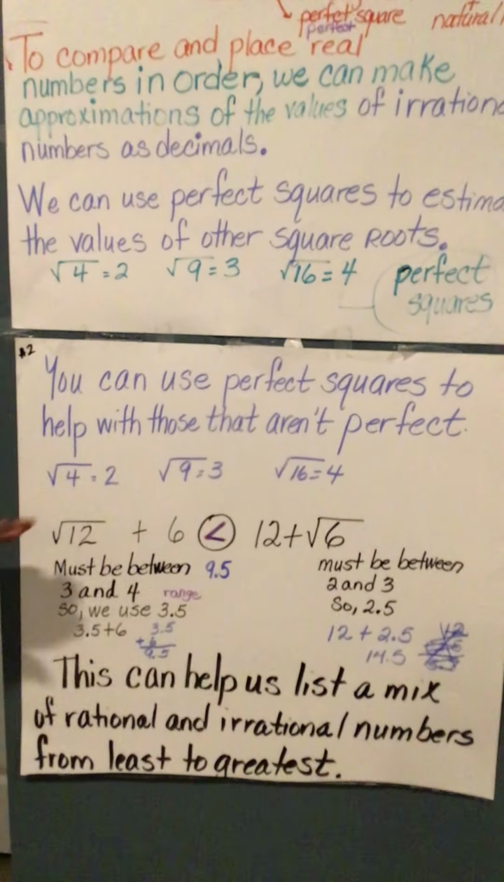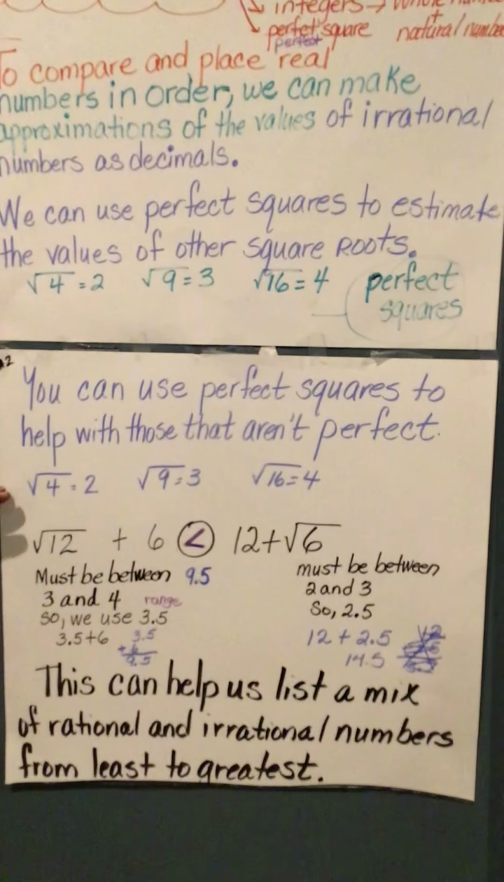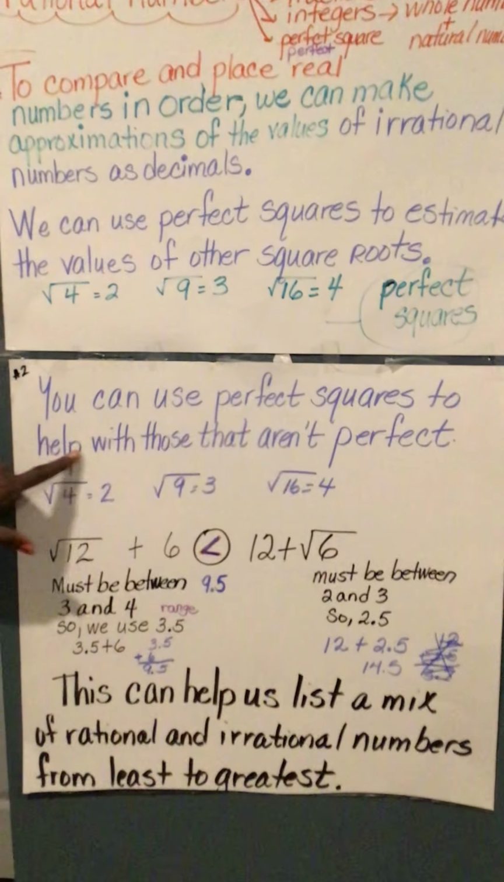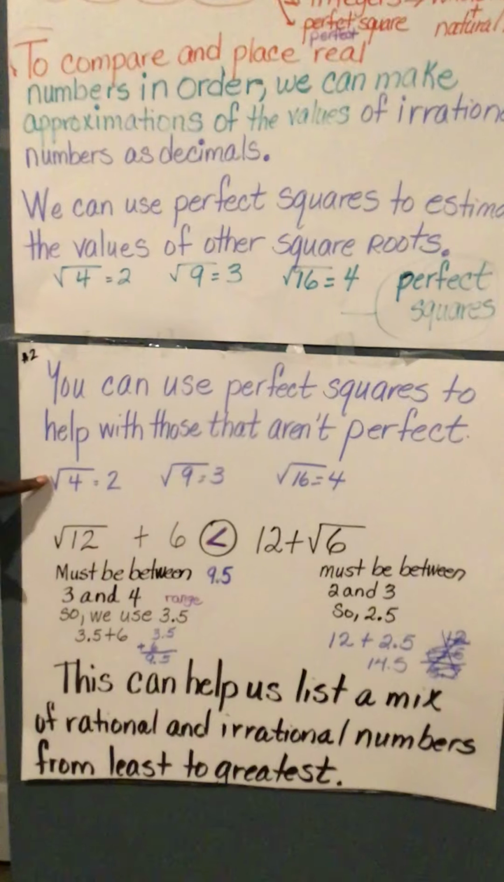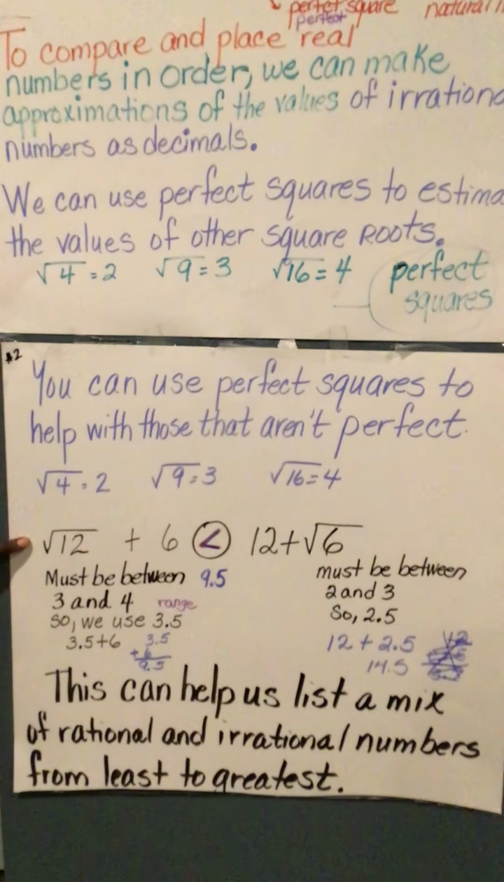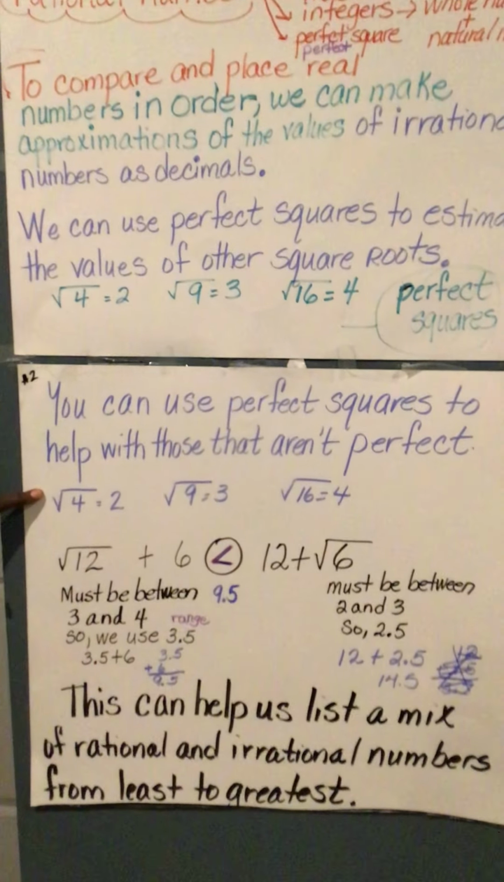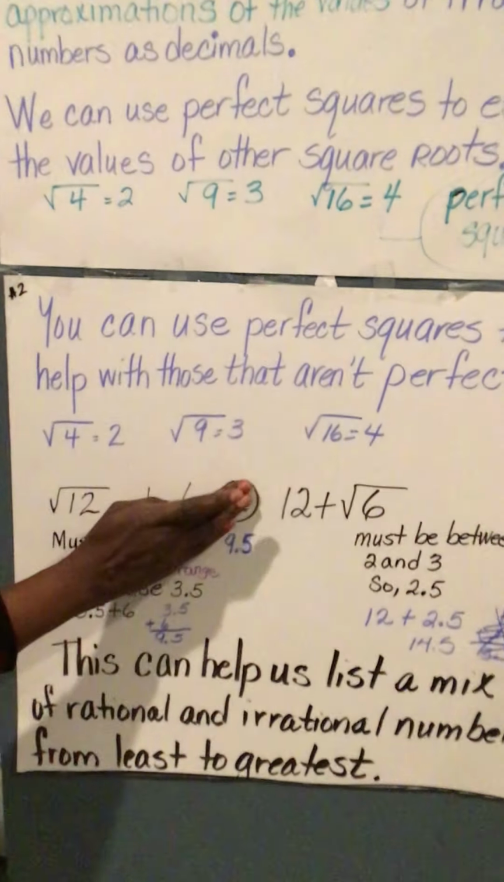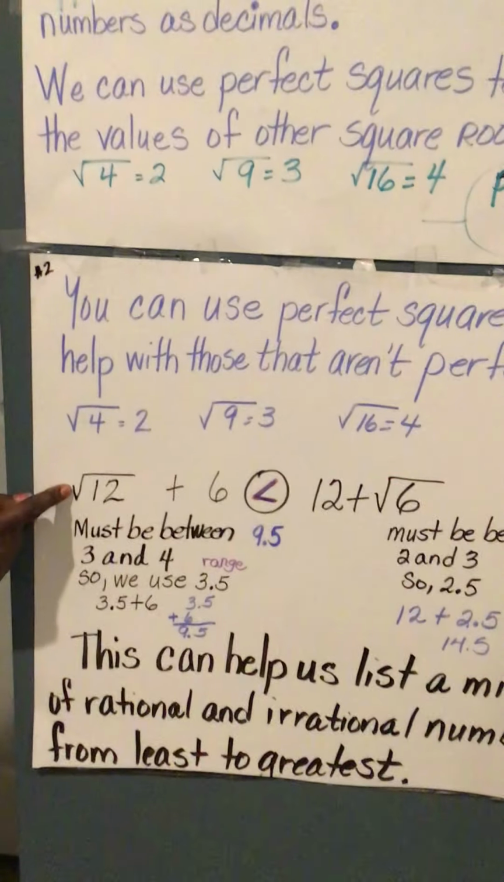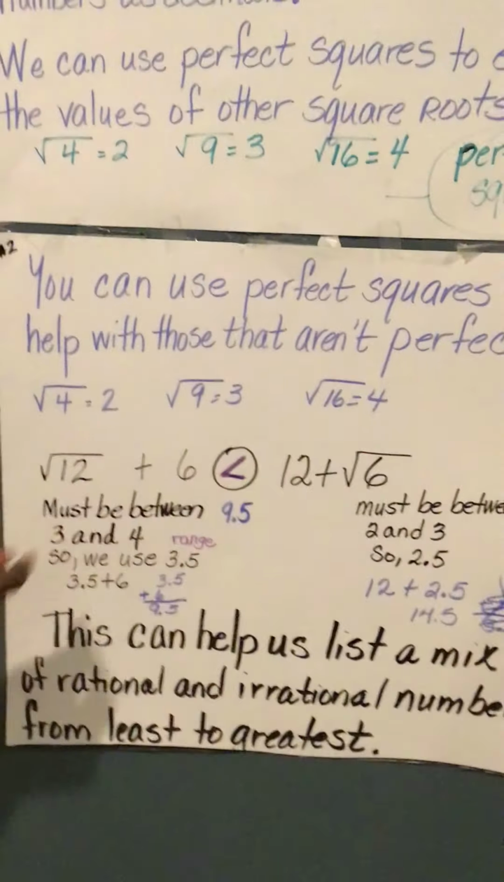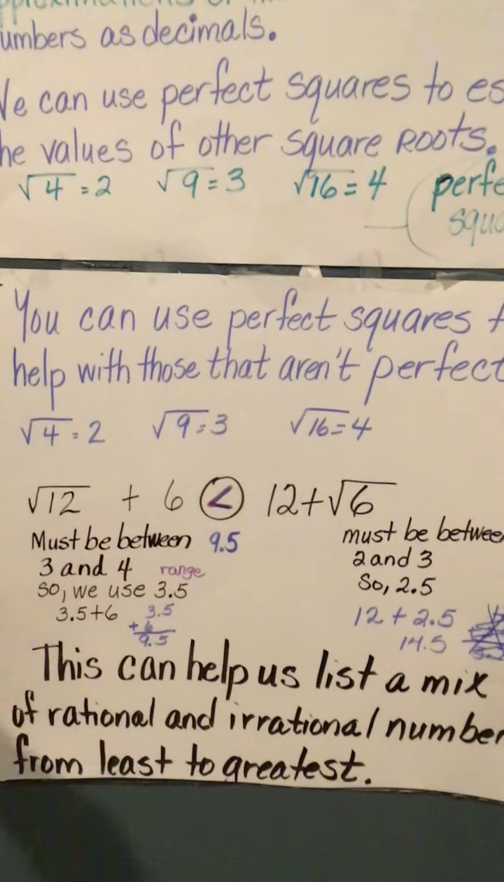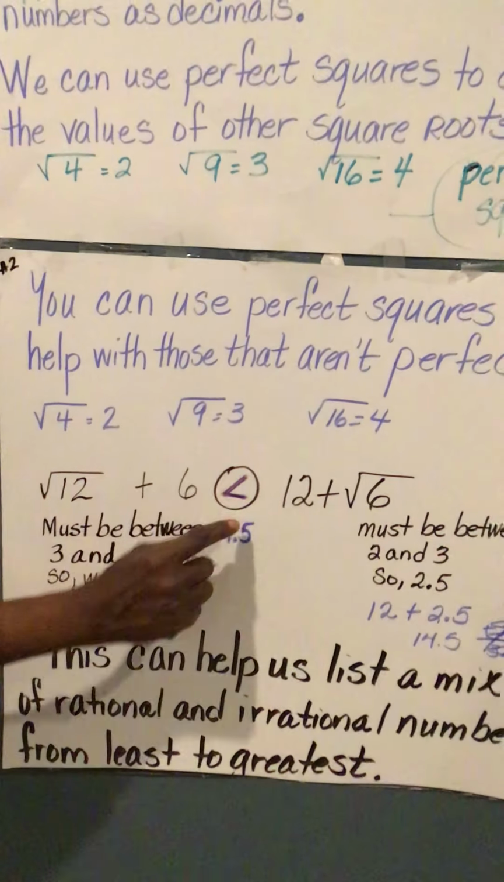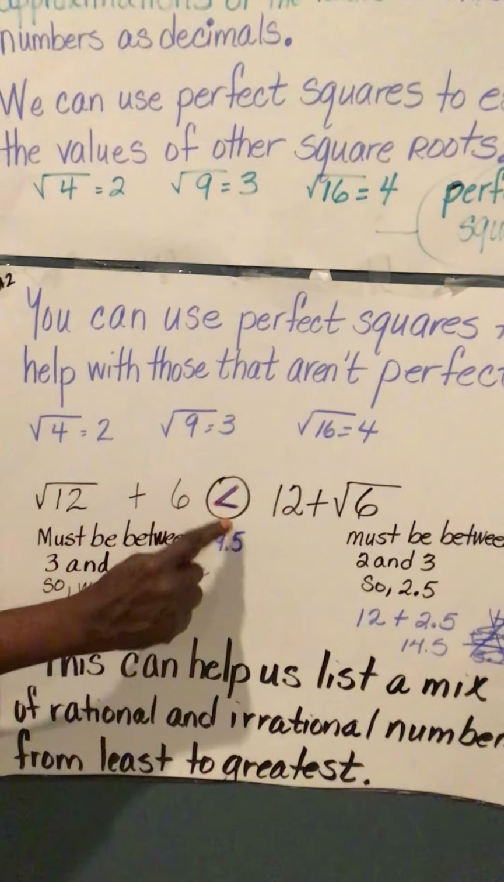Now, let's look at some that will show you how to compare the two. Again, these are perfect squares, but we're going to use this information to solve this problem. Let's pretend that that symbol right there is not there. We're going to try to figure out whether this side of the equation or this side of the equation is greater than or less than. I'm going to go ahead and tell you now that this is the answer, but I want to show you why I chose that as the answer.